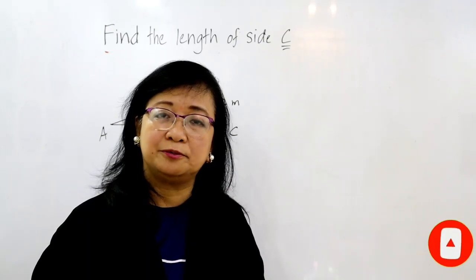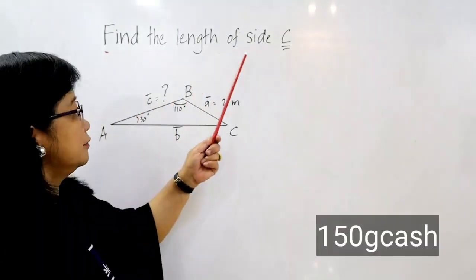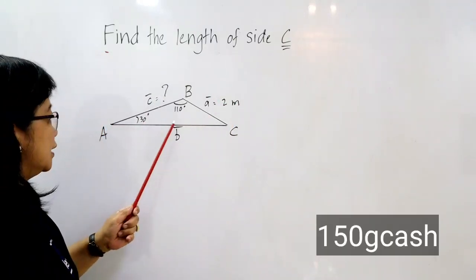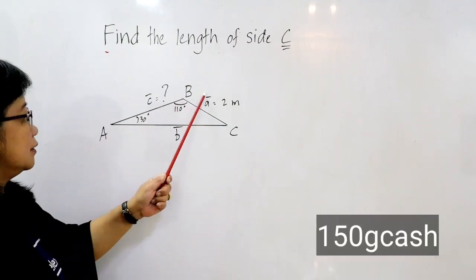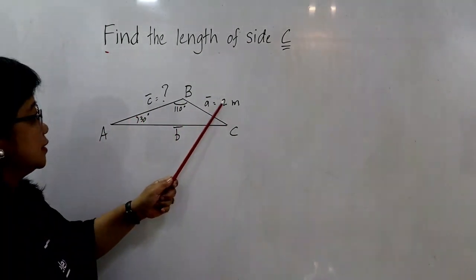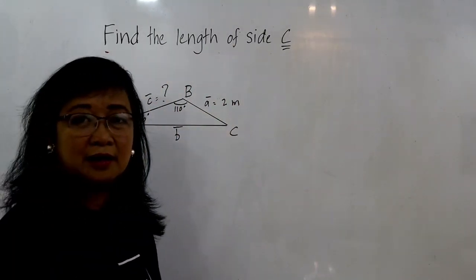Give you first the question to be answered here in the chat box. Find the length of side C. Now we have the given irregular or scalene triangle. We have the angle A, angle B, and angle C. And we have the side B, side C, and side A. So, find the length of side C. Good luck!